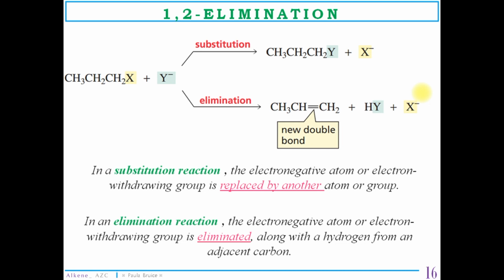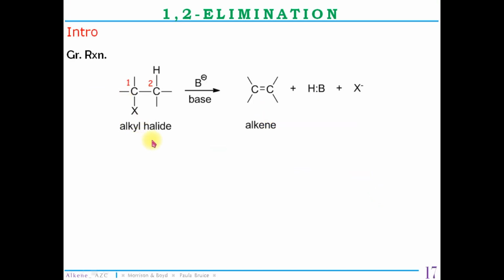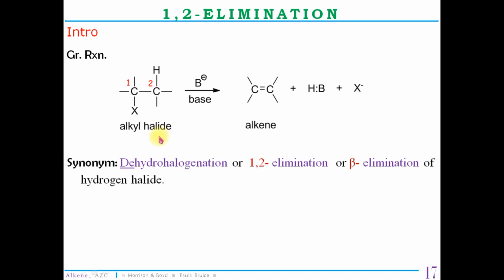Elimination reaction is the reaction where the electronegative atom or electron withdrawing group is eliminated along with a hydrogen from an adjacent carbon, and here we are getting alkene as product. In the general reaction, alkyl halide reacted with base gives alkene, the conjugated acid of this base, and the leaving group. Another name of 1,2 elimination is dehydrohalogenation, 1,2 elimination, or beta elimination of hydrogen halide.